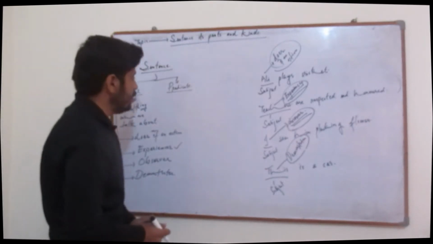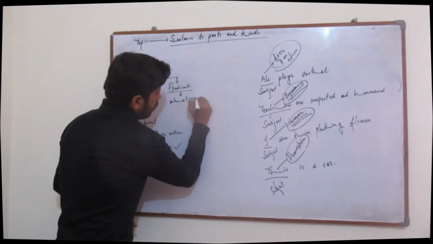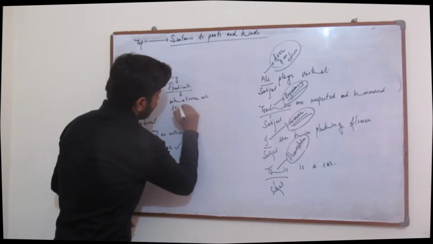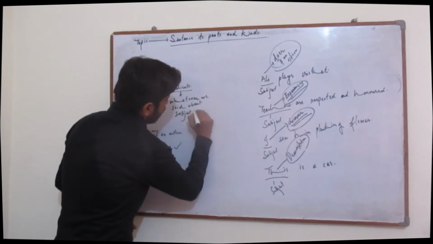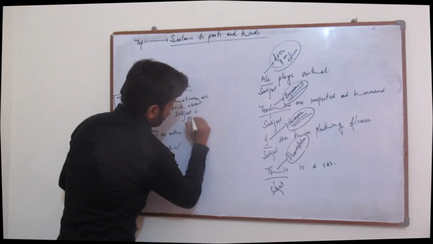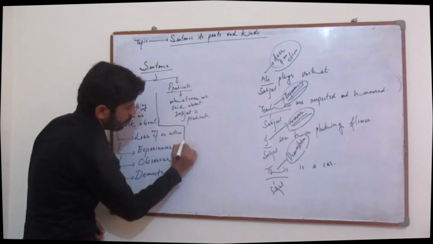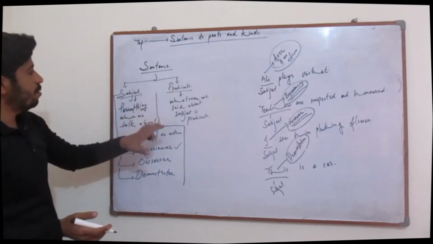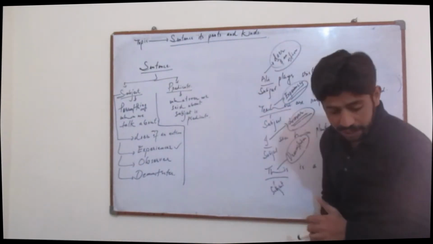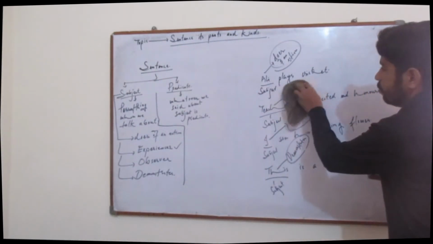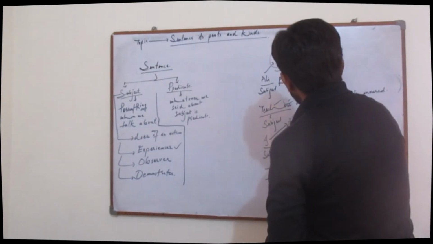Now predicate means whatever we said about the subject is predicate. For example, what I said about Ali, I said Ali plays cricket. So plays cricket is said to be the predicate.